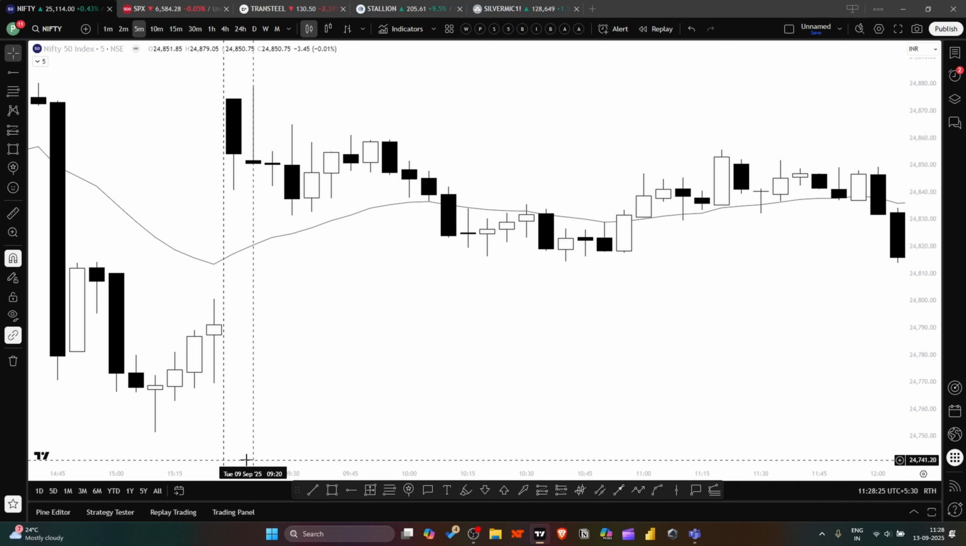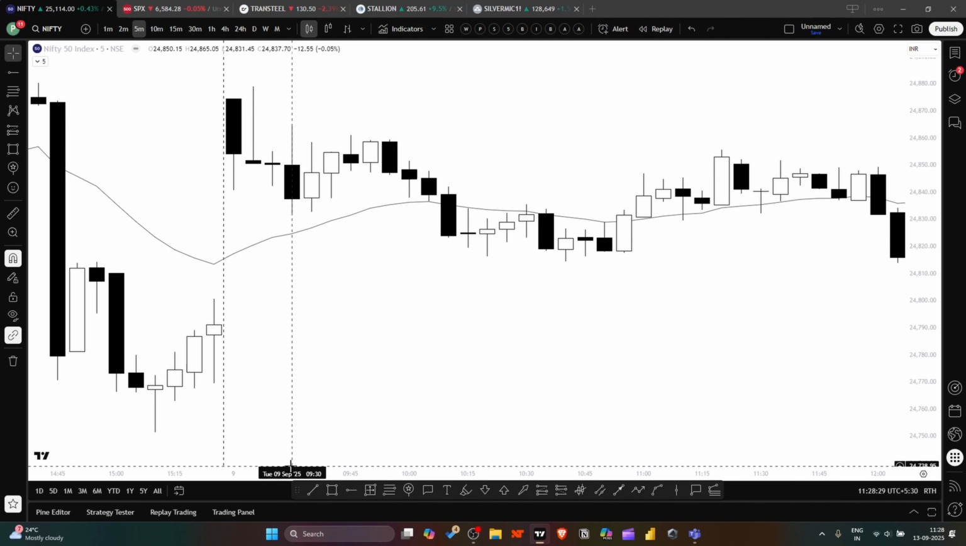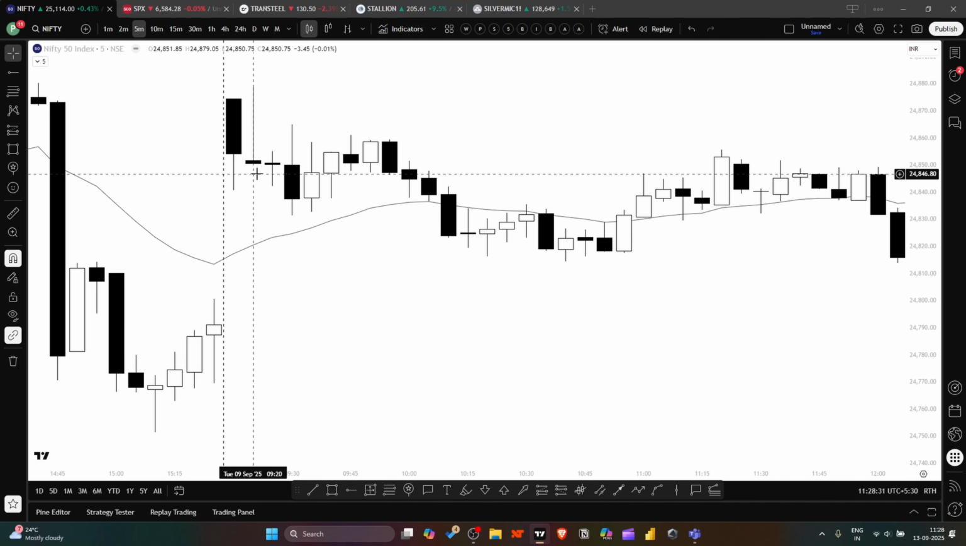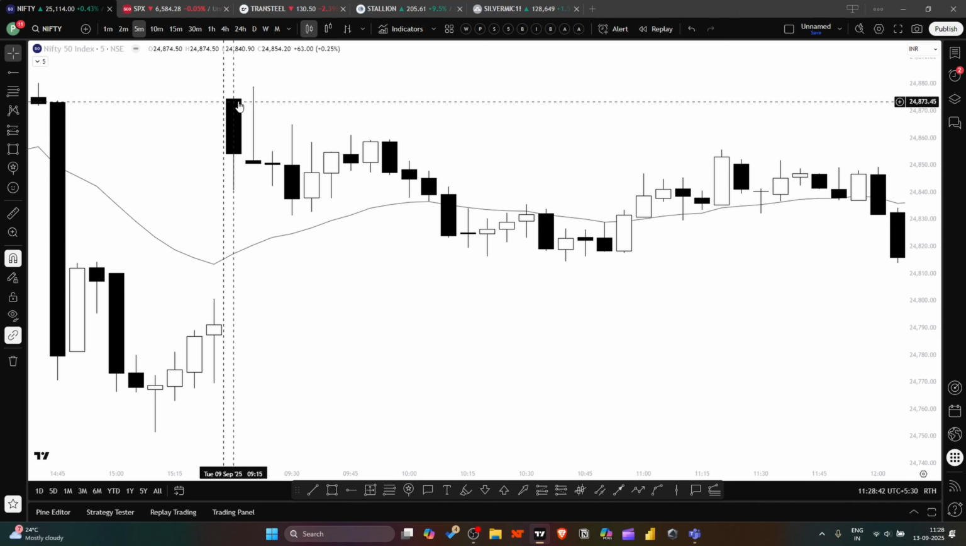9:15 a.m., 9:20 a.m., 9:25 a.m. I hope you got the gist. Each candle is showing 5 minutes worth of data. During that 5 minutes, what was the highest price the market experienced? What was the lowest price the market experienced? Where did it open and where did it close within those 5 minutes?